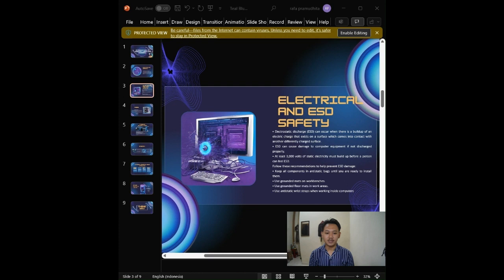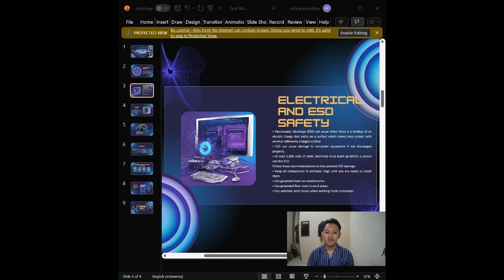ESD safety, unmasking the silent intruder. As we navigate the digital landscape, we encounter the silent intruder, electrostatic discharge (ESD). Dive into the origins of ESD, understanding its potential impact on delicate electronic components. Explore the preventive measures, from anti-static wrist straps to ESD mats, that act as silent guardians protecting against this unseen threat.